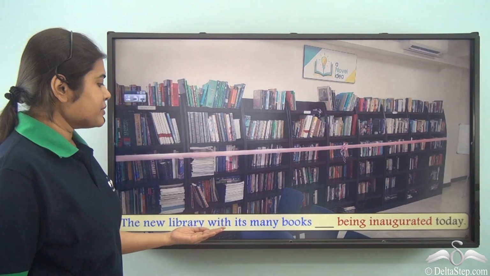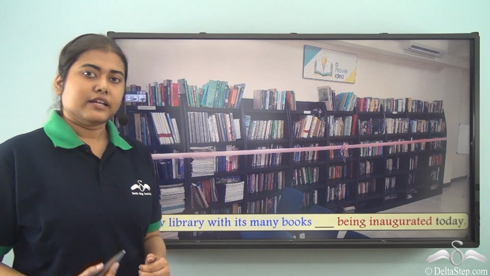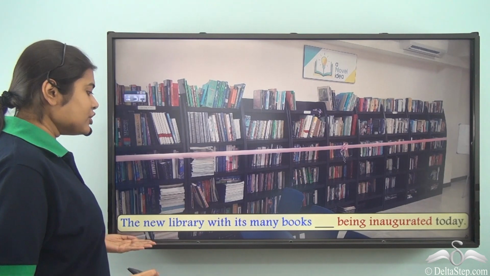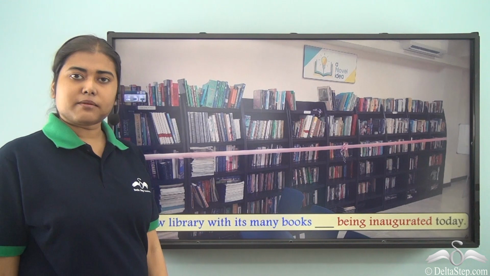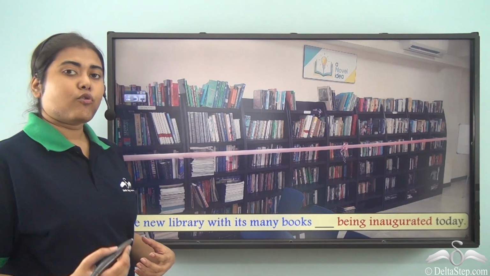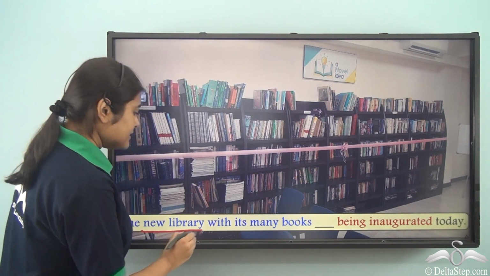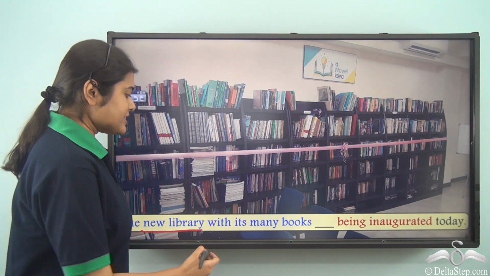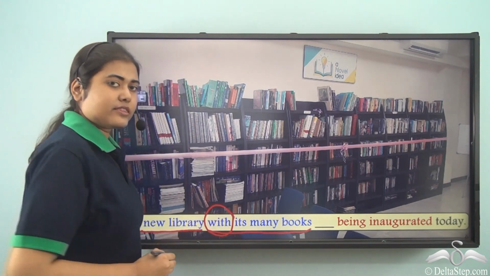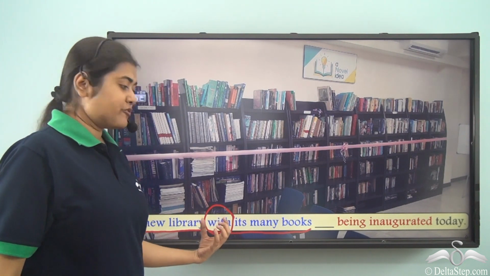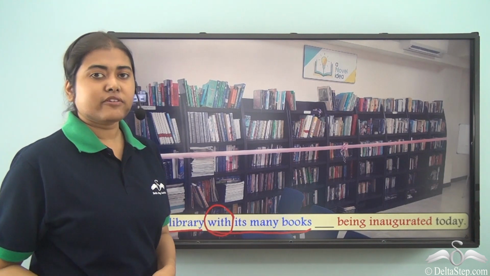The new library with its many books dash being inaugurated today. Now in this case, what do we see? The new library with its many books. So this entire part is our subject. Now in this case, what is the main subject or the proper subject? It is the library, because what do we see? This part, with its many books, has this word with. So the part following with, its books, is actually plural because books denote more than one book.